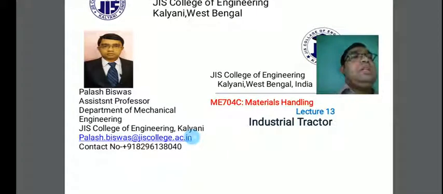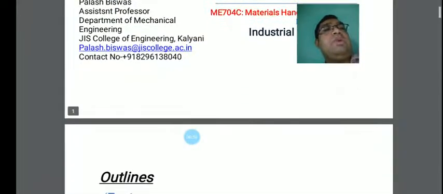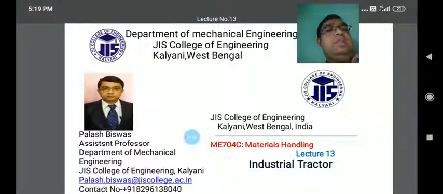Basically, these industrial trucks are used for the handling of materials, such as when raw materials come from different places to your industry, and the output product also has to be transferred to different places, like the customers, the dealers, sub dealers, retailers, and all places, by using these industrial trucks, or industrial tractors.